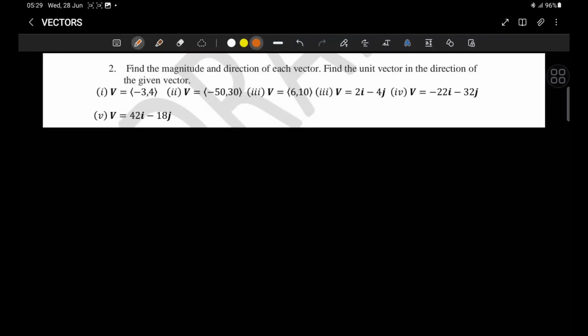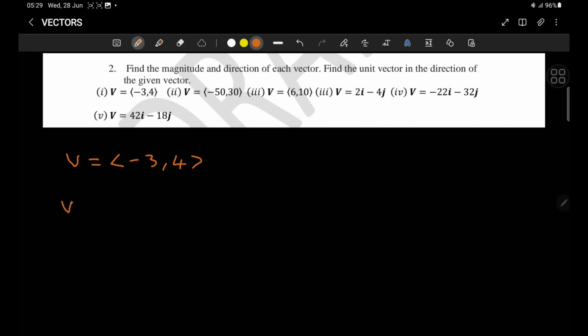So for our next question, we were told to find the magnitude and direction of each vector, and then we need to find the unit vector in the direction of the given vector. I also solve just selected questions, so we can do one. We start with one. The vector given is v is equal to this. That's our vector. So we're told to find the magnitude and direction.